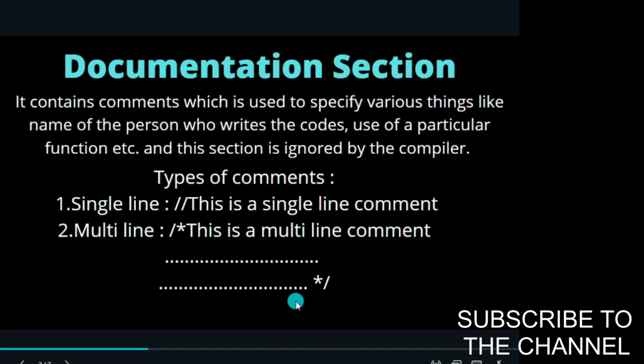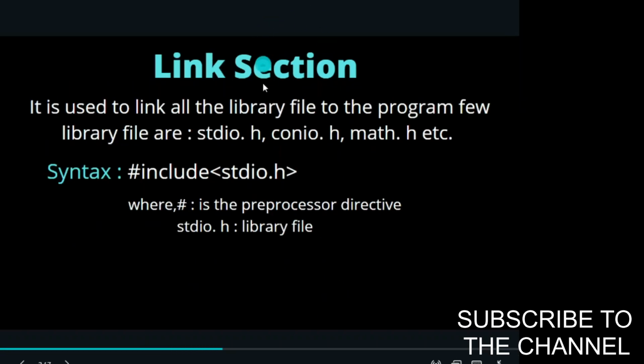And the second section is the link section. The link section is used to link all the library files of the program to the code. An example of a link section is #include <stdio.h>. The stdio.h header file or library file contains the printf and scanf statements and many other statements which are linked to the code so that we can use them. Here # is the preprocessor directive and stdio.h is the library file.